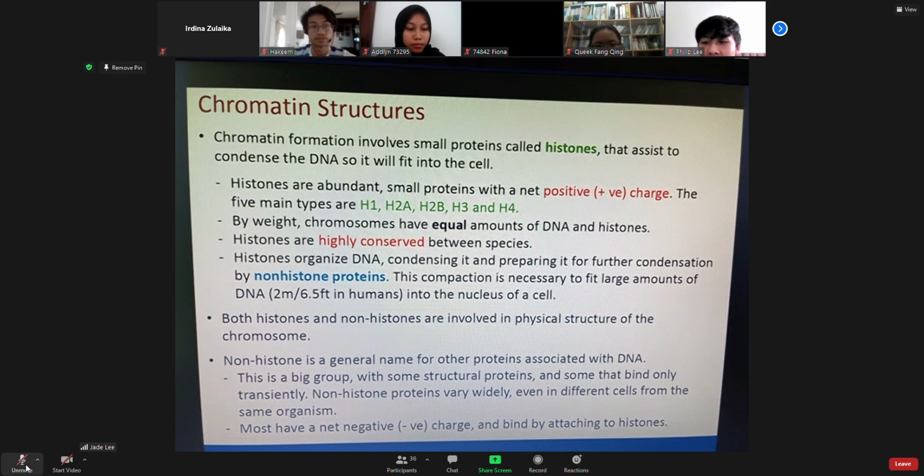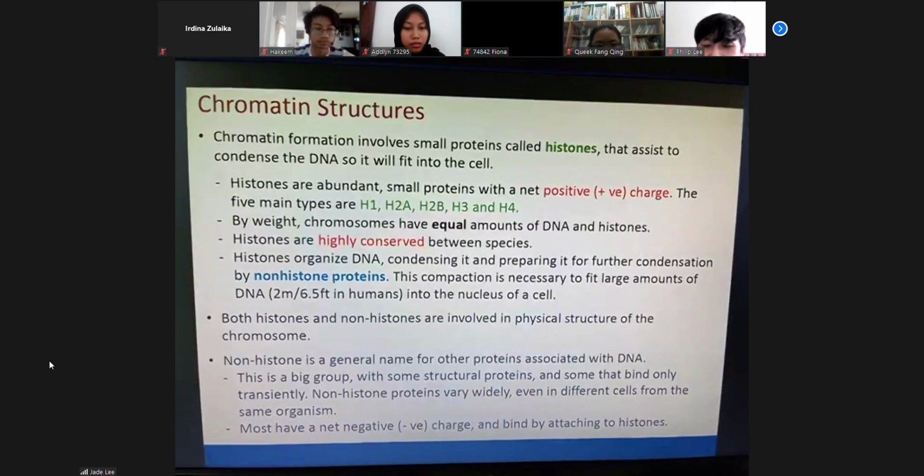Agree? Yeah. Okay. So both histone and non-histone protein are involved in the physical structure of the chromosome. So non-histone protein is generally named for other proteins associated with the DNA, and this is a big group with some structural protein and some that bind only transiently. Transiently itu maksud dia bind sementara saja, lepas tu dia akan keluar. Dia bantu saja dalam compaction tu. So non-histone protein vary widely, okay, even in different cells from the same organism. So dia setiap non-histone protein ni pada setiap sel tu dia mungkin berbeza.